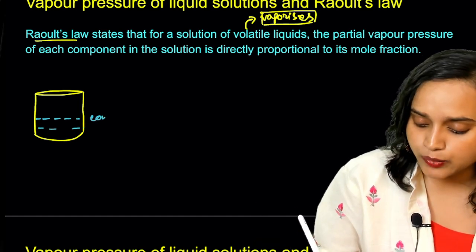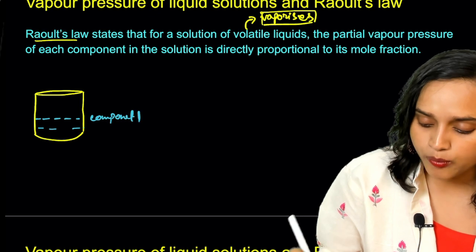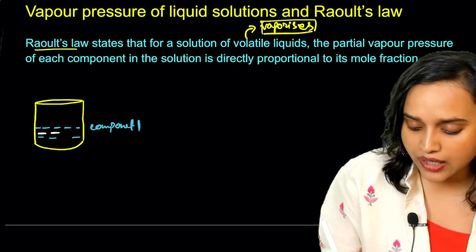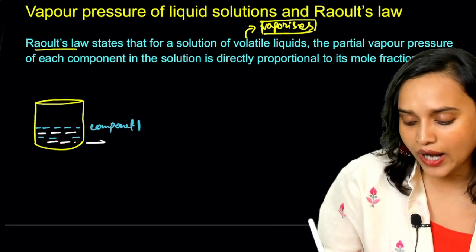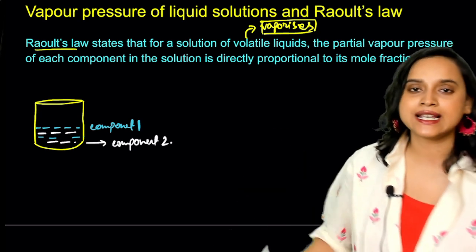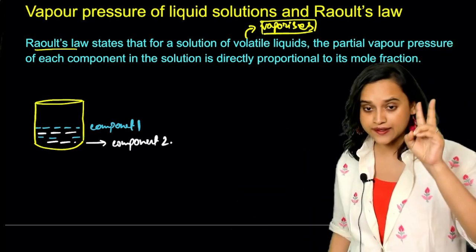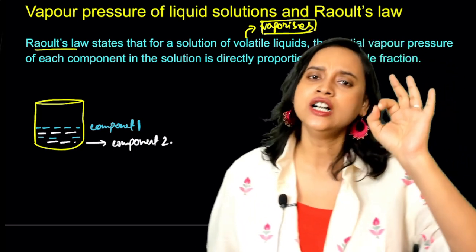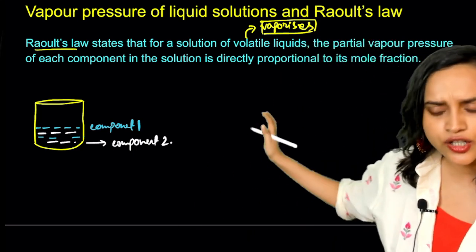Component 1 is blue in color. Okay, this is your component 1, and suppose you have another component which is white in color, and this is your component 2. Is this clear? So you have two components. You have component 1 and you have component 2. Is this much clear to you, everybody?